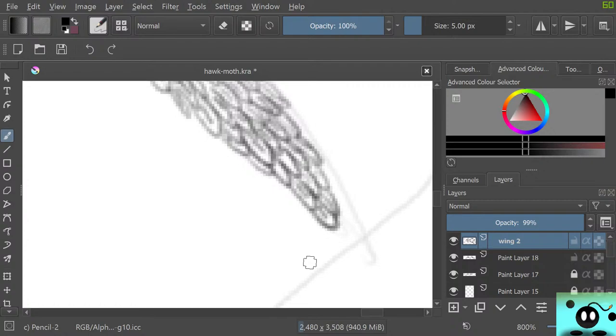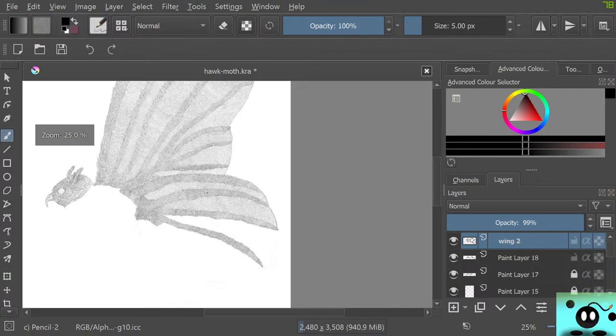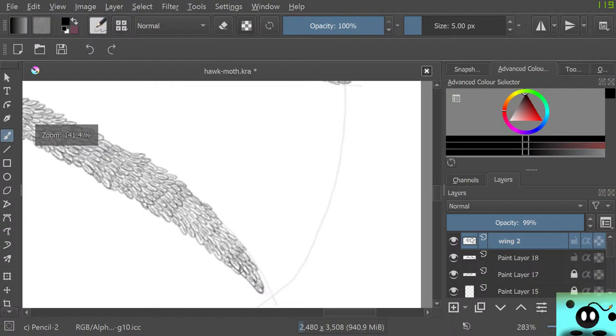So, let's see. Let's take a look at this. That's a beautiful feather looking there. Yes. Maybe a little bit too tall.